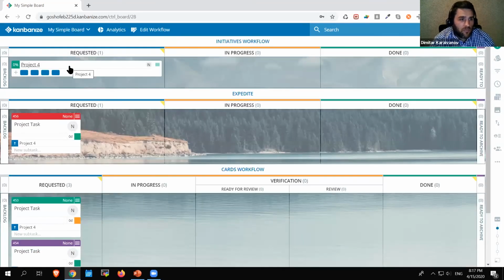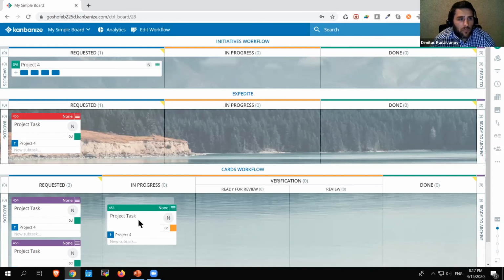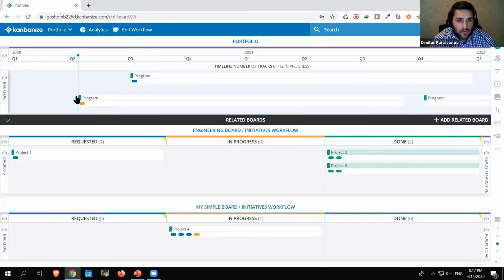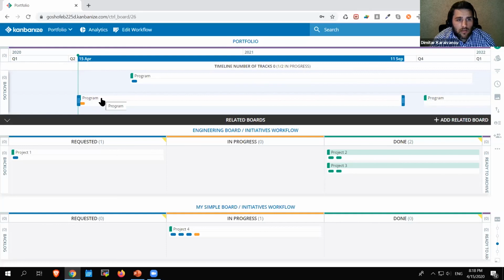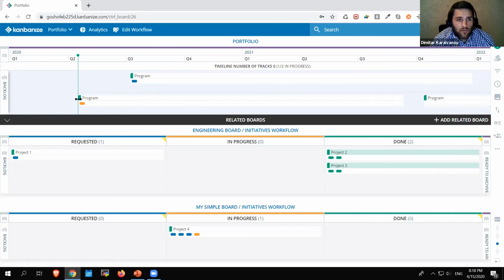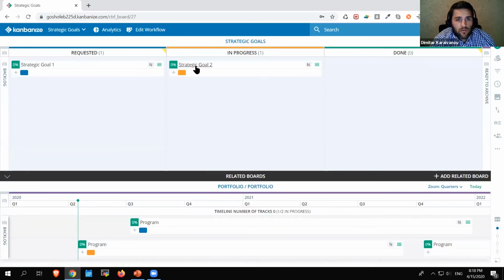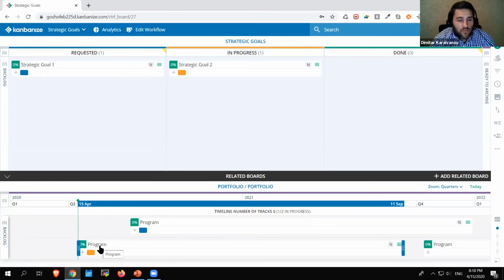I have project 4 and some tasks. So I take a random task and I pull it to in progress. So see what happens now with the project. I pull the card here, project 4 goes to in progress. Then I go to my portfolio board. What do I see? I see the same project 4 is in progress, but it's a child card of this program, which was automatically started. You see that it's now pulled until today. And then if I go to my strategic goals, I see that strategic goal 2 is now in progress. And its child program, this program right here, is also in progress.